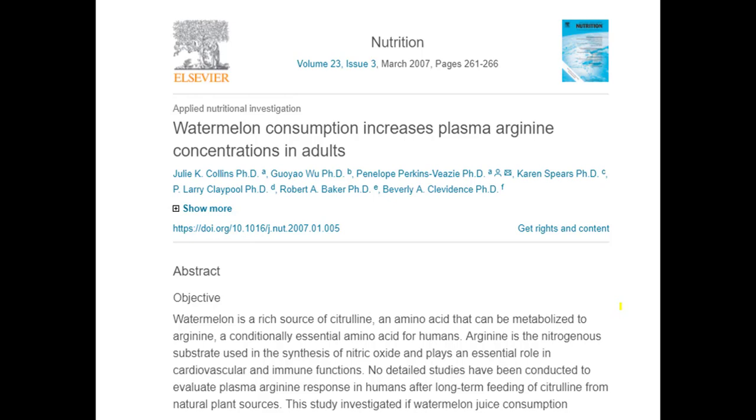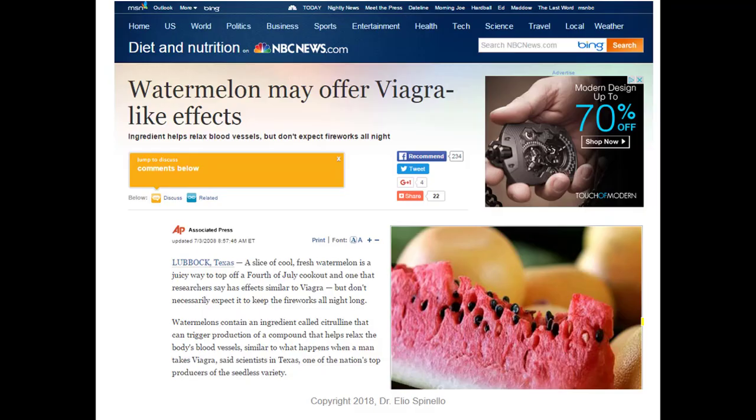So here are two studies. Now, by the way, they didn't really say anything about what this can do or not do. All they talked about was, do people who eat more watermelon seem to have more of this stuff in their bodies? Well, here are a couple of the articles that have come out. The first one was one of my favorites from NBC News. Watermelon may offer Viagra-like effects. This has absolutely nothing to do with the study. Nowhere in there did they talk about that. They talked about the biochemistry behind it, but nowhere did they suggest that it would produce Viagra-like effects.